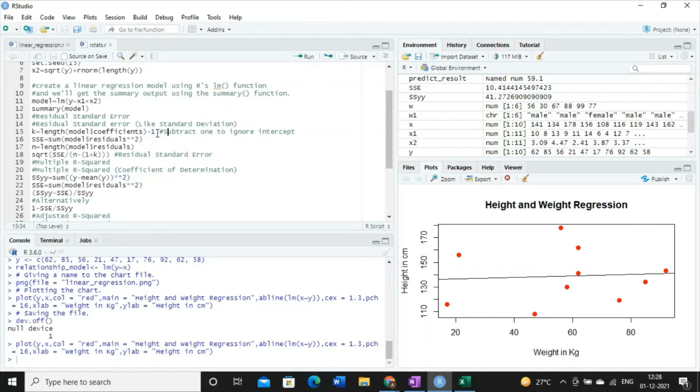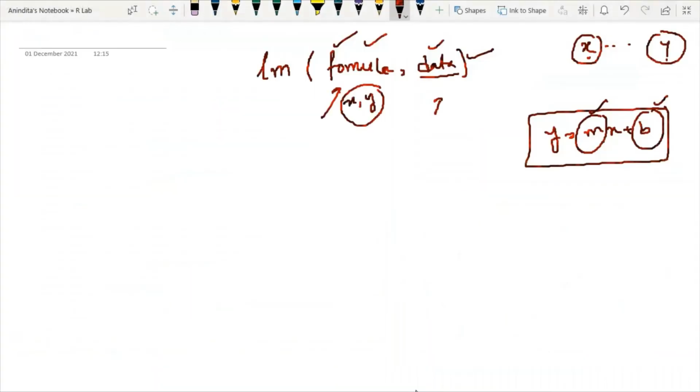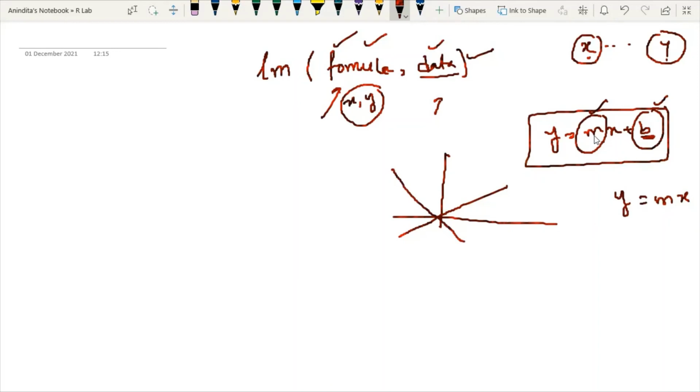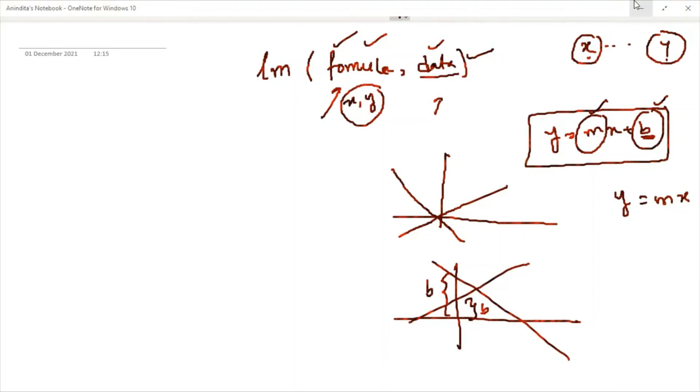And why are we writing -1? In order to ignore the intercept, we always have to subtract 1. And what is the meaning of intercept? I think you know this thing. Whenever you are using a straight line, if I write y equal to mx, it means no intercept is there, the line is passing through the origin. And whenever I write y equal to mx plus b, this line may pass from here or here, it has one intercept, say b, right? So this is the concept of intercept.